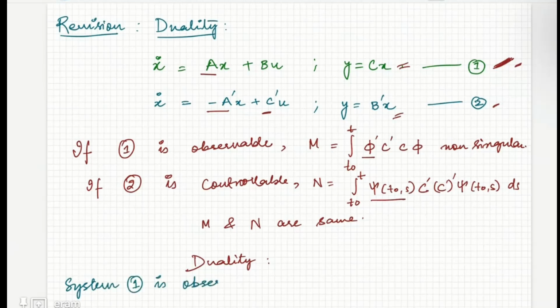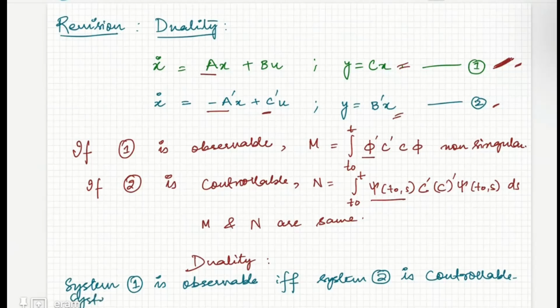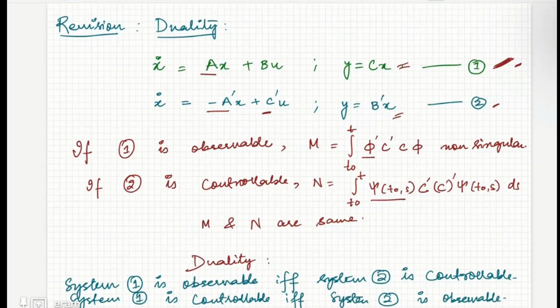So what I'm saying is that system 1 is observable if and only if its dual, system 2, is controllable. And similarly, we can say that system 1 is controllable if and only if system 2 is observable. So that basically gives the concept of duality. All right.